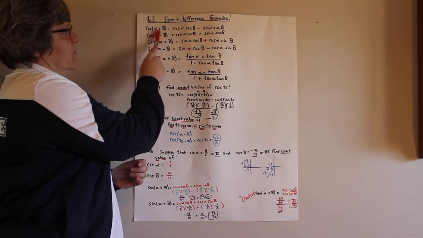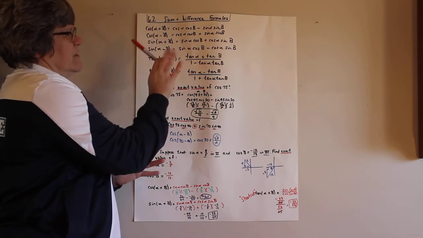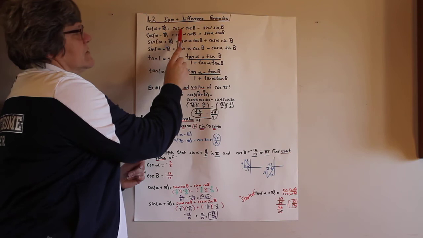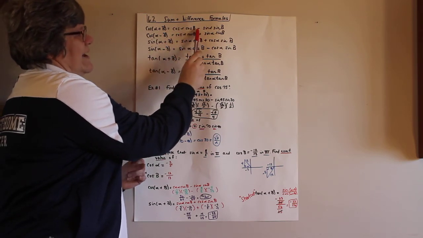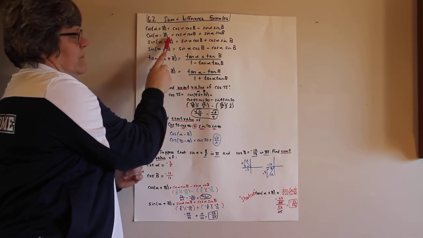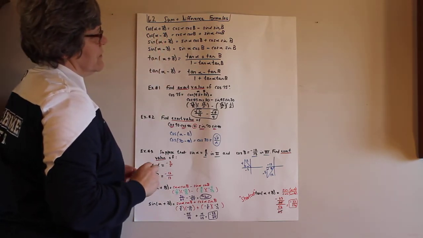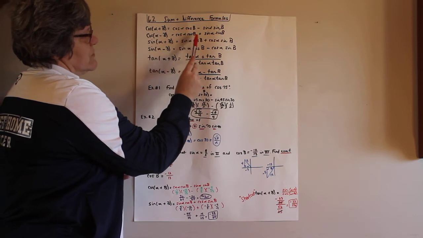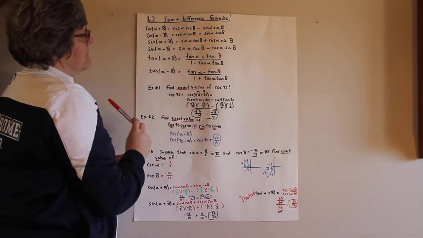We have cosine of alpha plus beta, which is sort of like distribution, but not totally. Cosine alpha, cosine beta, minus sine alpha, sine beta. Cosine alpha minus beta. Alpha and beta are angles. We will be substituting in pieces for those. Cos alpha, cos beta plus sine alpha, sine beta.